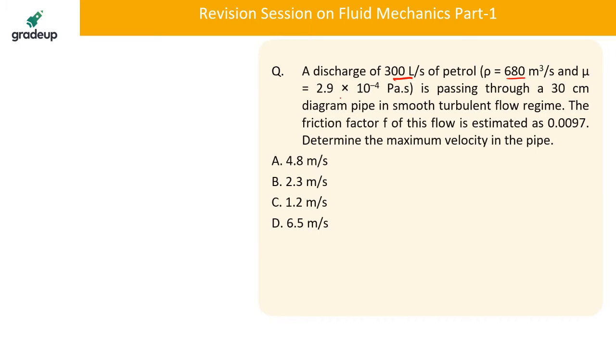Okay. Next question: a discharge of 300 liters per second of petrol, where rho is equal to 680 kg per meter cube and mu is equal to 2.9 times 10 power minus 4 pascal second, is passing through a 30 centimeter diameter pipe in smooth turbulent flow. The friction factor of this flow is estimated to be 0.0097. Determine the maximum velocity of the flow in the pipe.